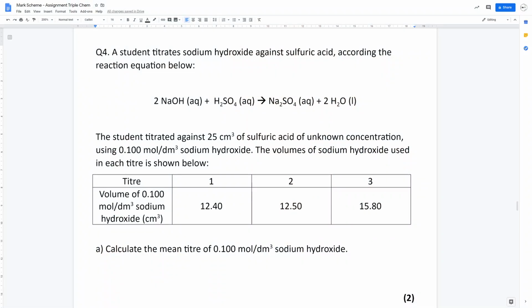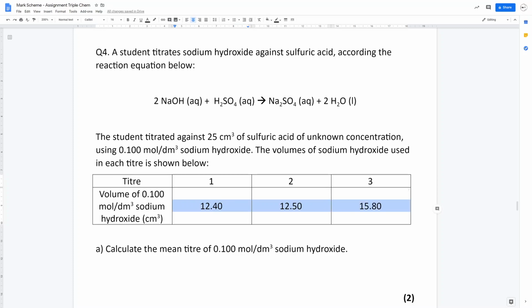A student titrates. So titration is the method of calculating the concentration of an unknown. They are titrating sodium hydroxide against sulfuric acid. Pay careful attention to this 2-to-1 ratio here. The student titrated against 25 centimetres cubed of the sulfuric acid of an unknown concentration. So what that's saying is the sulfuric acid, we know its volume is 25 centimetres cubed, but we don't know its concentration. And now the sodium hydroxide, we do know its concentration and we do know its volume.